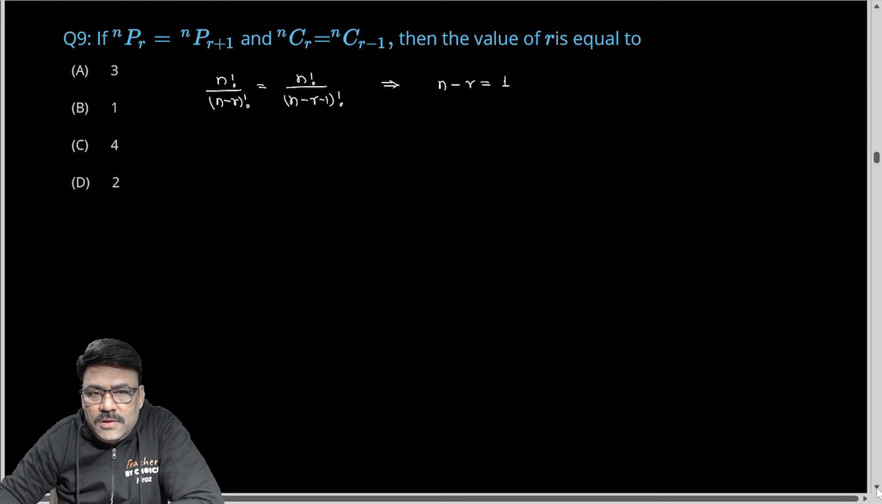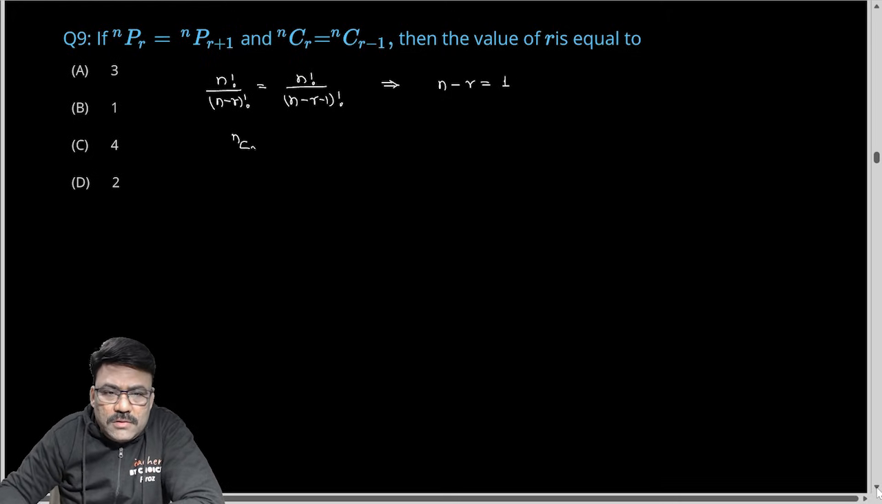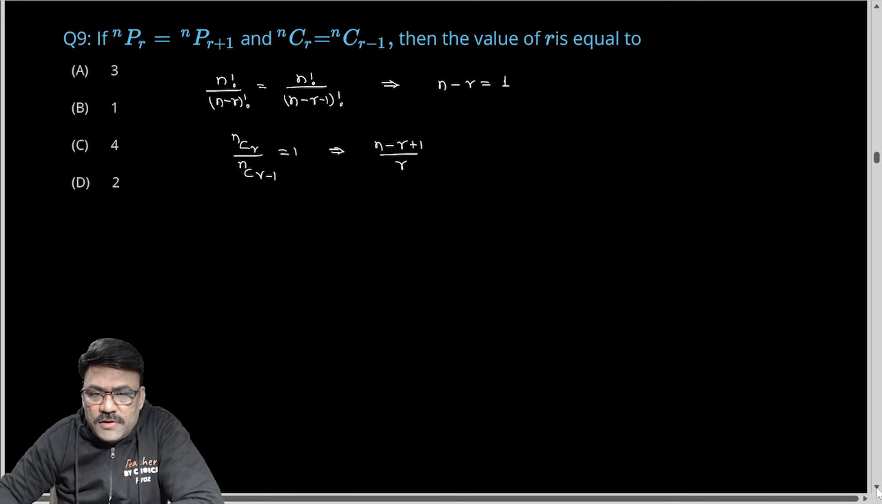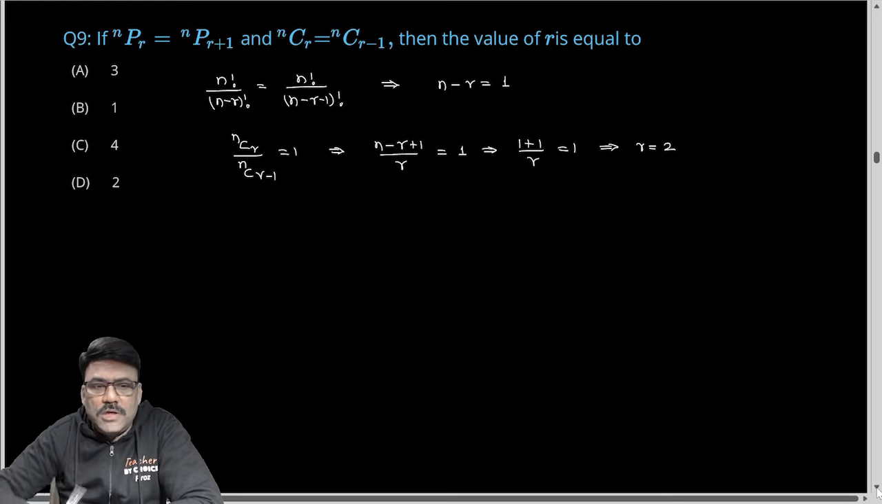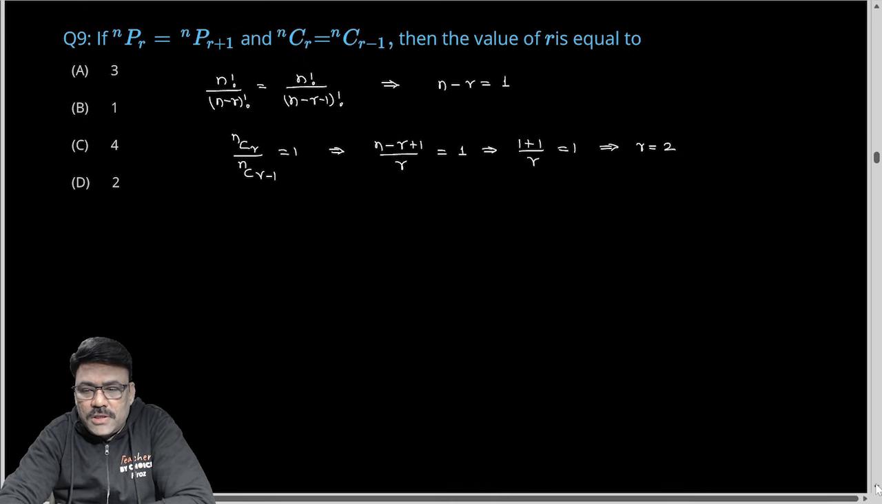Now the second equation is nCr over nC(r minus 1) is 1. And there is a direct formula: nCr over nC(r minus 1) can be written as (n minus r plus 1) over r. It is 1, and we already found n minus r is 1. So if I put n minus r as 1 in the numerator, it is (1 plus 1) by r equal to 1, and hence r is 2. So r will be 2, which means option D is the correct option here.